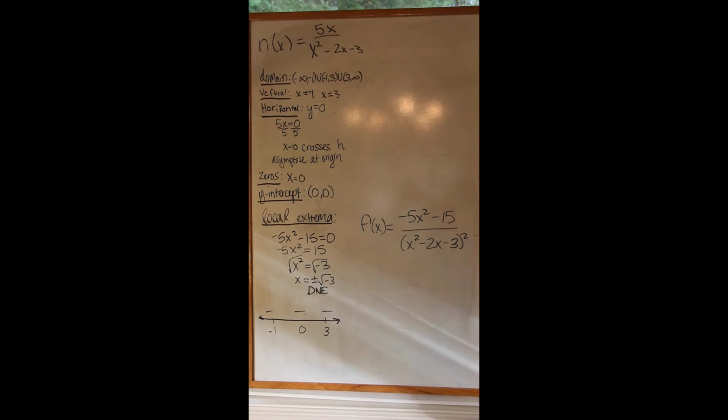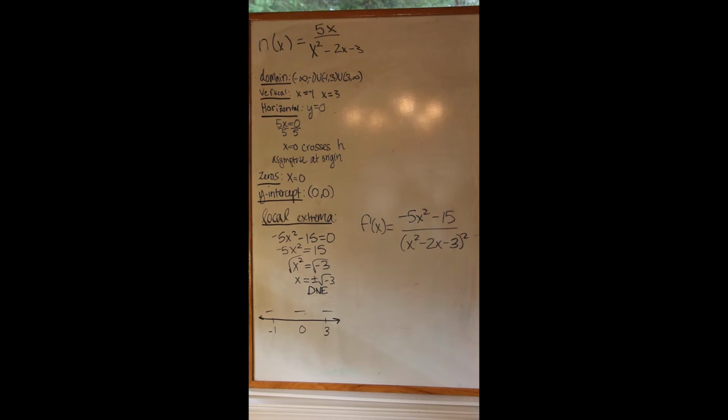For our graphing problem, we were given the equation n of x equals 5x over x squared minus 2x minus 3. So the first step to solving this graphing problem was finding the domain. In order to find the domain, we factored the denominator, x squared minus 2x minus 3, and from that we got x plus 1 times x minus 3. And so the zeros of that are x equals -1 and x equals 3.